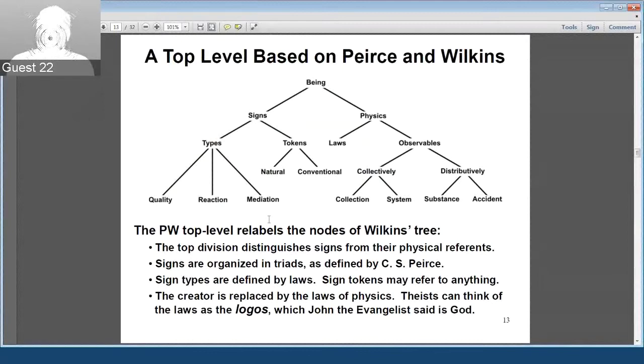And then on the left-hand side, there are these signs, and the signs divide into the sign types, quality, reaction, mediation, that is versus first, second, third, the triad. And then we have our tokens of the sign. The natural ones are the things that you see, natural signs, the images and the sounds that you hear. Those are your natural signs. The conventional signs are your symbols that you just define. But for the signs, the types and the tokens are related to everything in physics.